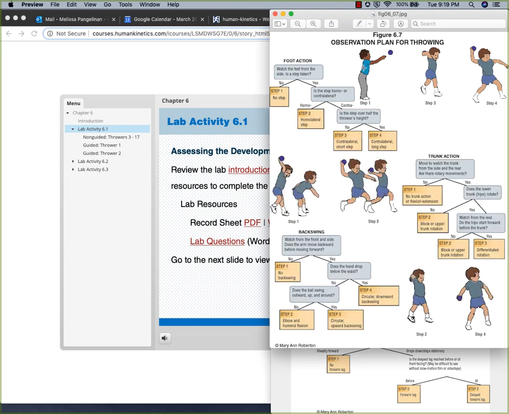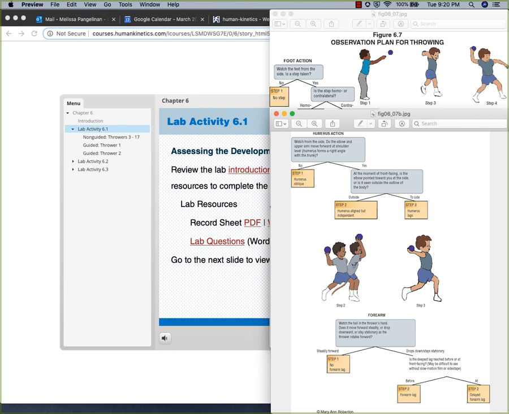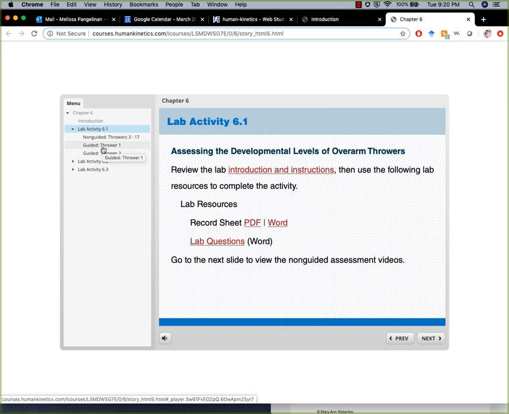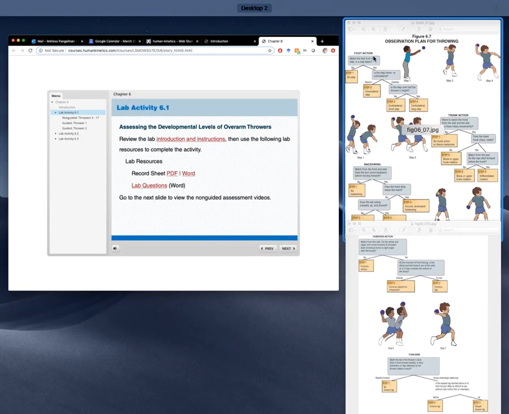Basically, the observation plans are decision trees that help us evaluate what stage or step of each component for different throwers. The foot action is broken into 4 steps. The trunk action is broken into 3 steps, and the backswing is broken into 4 steps. For the humerus, there are 3 steps, and for the forearm, there are 2 steps. So the good news is there are 2 guided videos that we can look at. We will work our way through the guided video for Thrower 1 together. You want to make sure that the observation plans are easy to see as we watch the throwers.